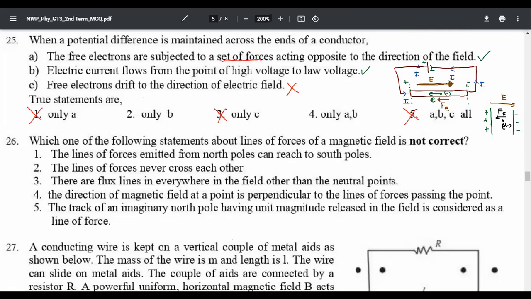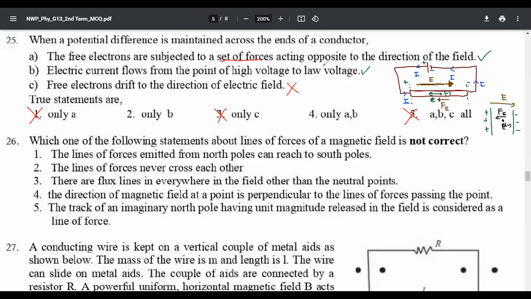Okay, then what is the next one? That's 25 for us. Then 26, 26, 27 continuously goes. There was a list of questions someone had asked. Which of the following statements about the force of magnetic fields is not correct?